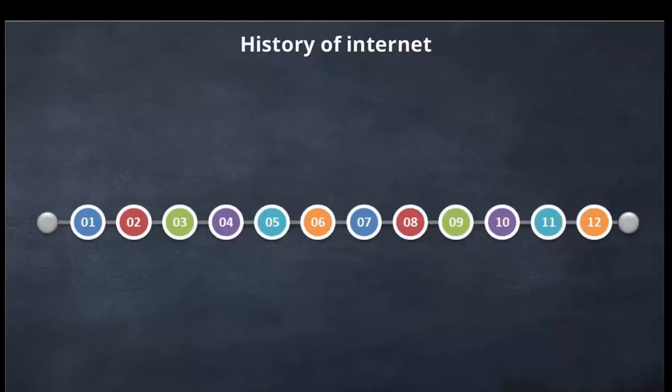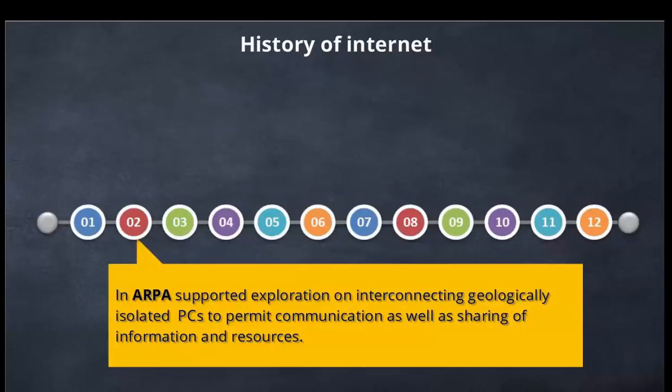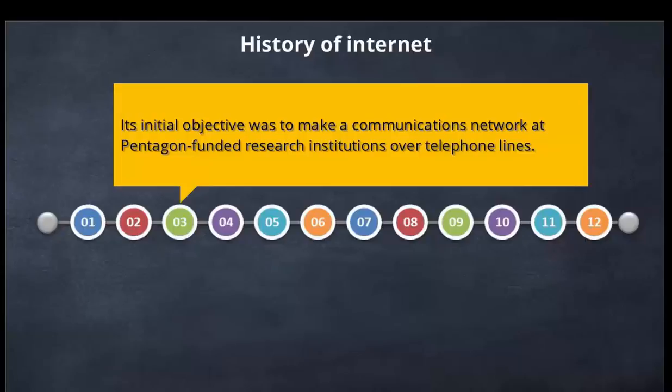History of the Internet. In 1969, the Internet developed from ARPANET, the first PC system, intended for the Advanced Research Projects Agency, or ARPA, an agency of the United States Department of Defense. ARPA supported exploration on interconnecting geologically isolated PCs to permit communication as well as sharing of information and resources. Its initial objective was to make a communications network at Pentagon-funded research institutions over telephone lines.